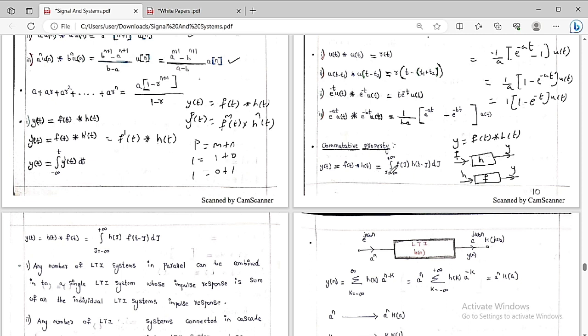So y(t) is equal to f(t) convolved with h(t), which is equal to the integral from tau = -infinity to infinity of f(tau) h(t - tau) d tau, or y(t) is equal to h(t) convolved with f(t), which is equal to the integral from tau = -infinity to infinity of h(tau) f(t - tau) d tau. So in both cases, the result is the same.